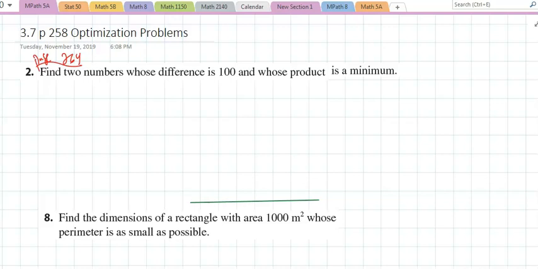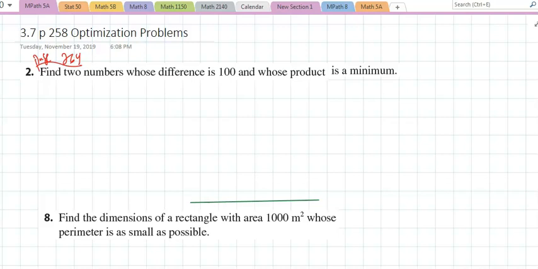Section 3.7 is on page 258, and it talks about optimization problems. That's a maximum and a minimum. But here, there's a slight change. In the previous section, they gave us more information than they're going to do in this section, but we're going to follow the trend of the previous section.